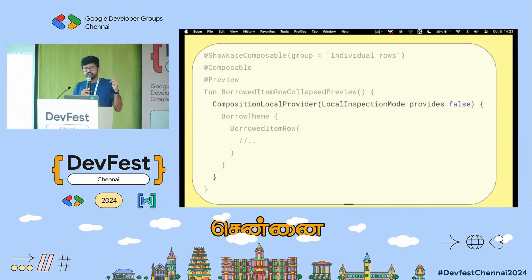And remember how I told you that local inspection mode can also be altered in different ways to get different sorts of previews? By default, I am getting always expanded because my local inspection mode is checked inside the composable, and I change my UI to expanded by default. In my catalog app, I don't want that. So I'm manipulating that with a composition local provider. So in this scope, local inspection mode will be false.